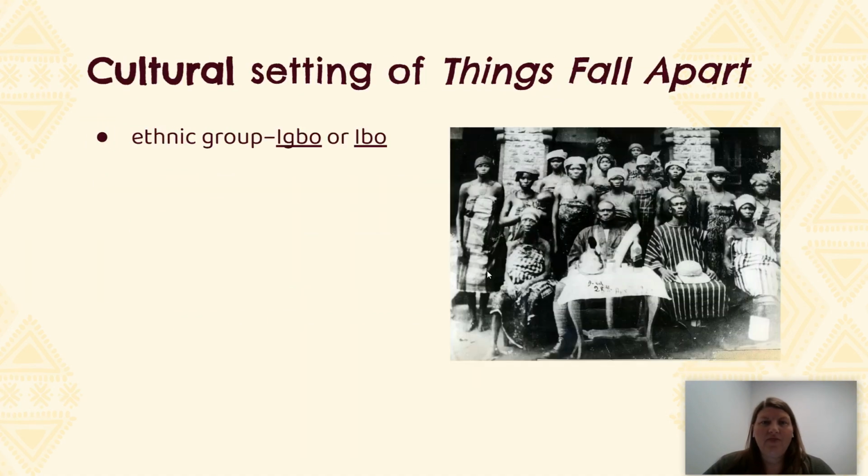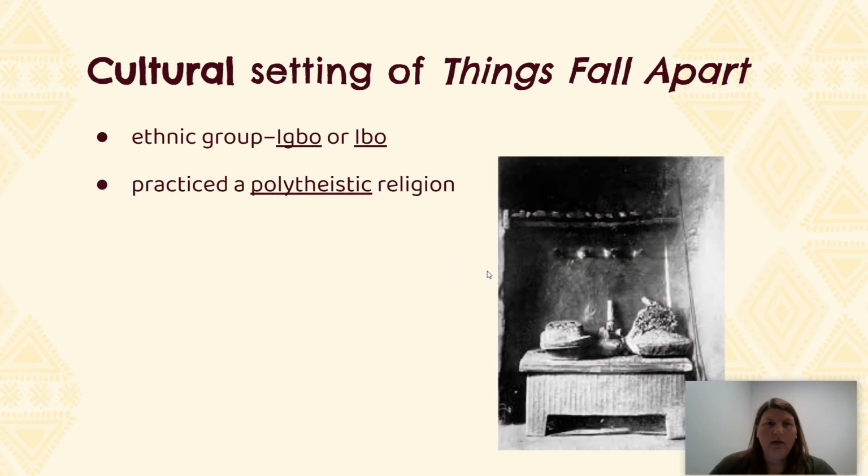The cultural setting in Things Fall Apart. We have this ethnic group called the Igbo. So if we're doing research, we'll have to look for Igbo, I-G-B-O. In the novel, it's spelled Ibo, I-B-O. And this is a picture of Igbo people around the time that the novel takes place.